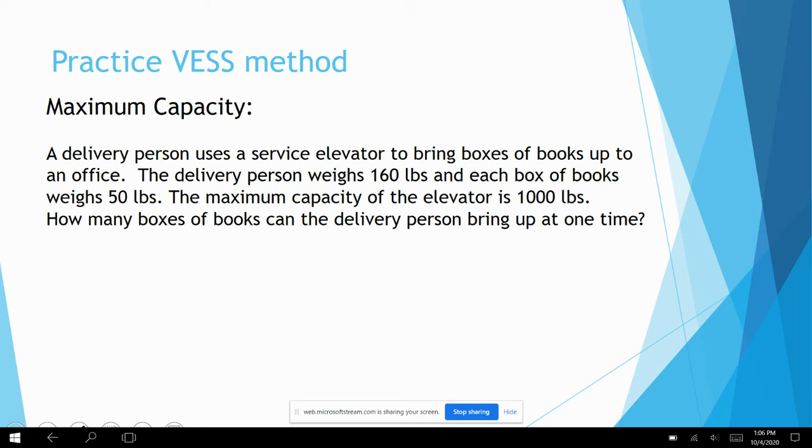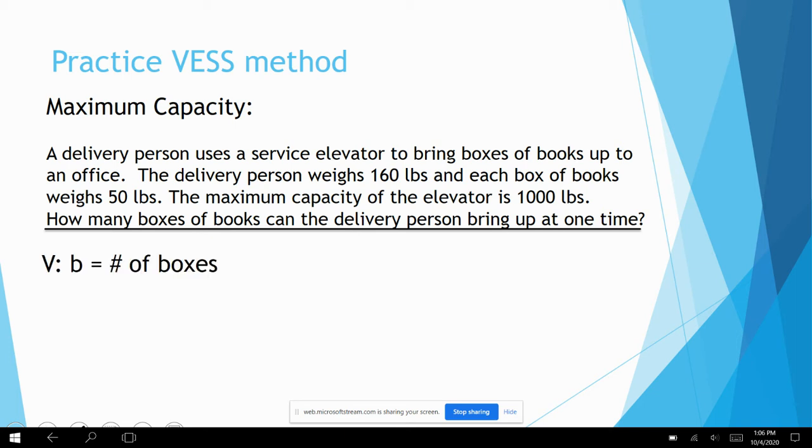Okay. So we start by looking at our question to identify the variable. Okay, the question asks us to find how many boxes of books. So that's going to be our variable, right? We're looking to find how many boxes of books that delivery person can bring up at one time.